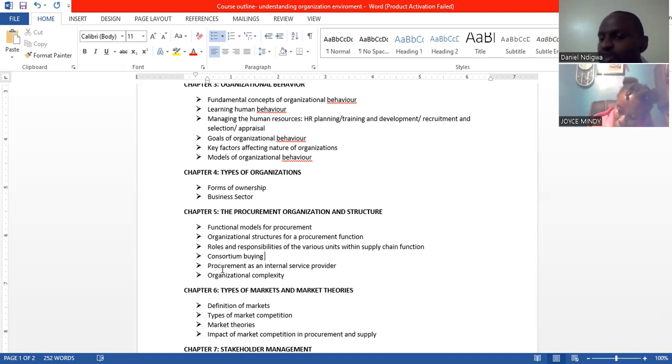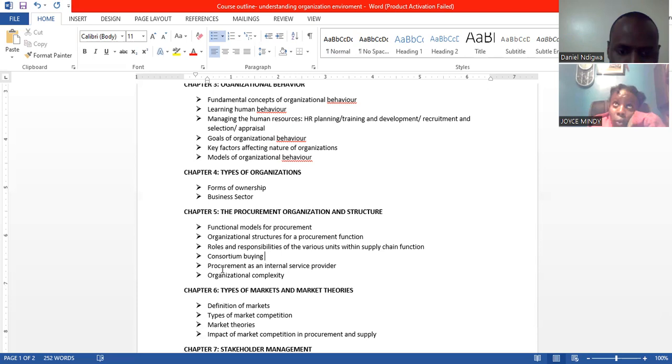For example, what is the function of a procurement manager? What is the function of a procurement officer? What is the function of a warehouse manager? Things like that. We shall also talk about consortium buying. And consortium buying is a very common form of buying where companies with similar interests come together for purposes of buying. And the main purpose of coming together is to be able to benefit from what is called economies of scale and get discounts at the end of the day.